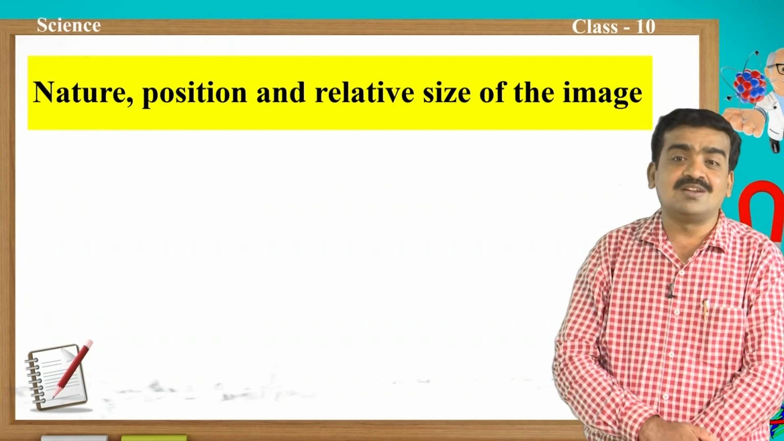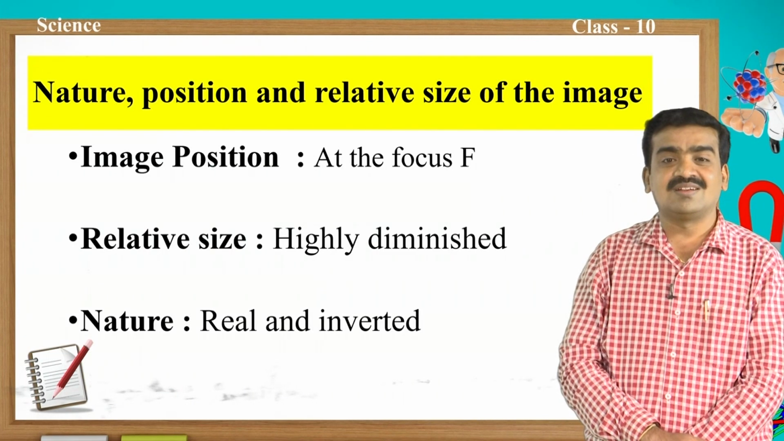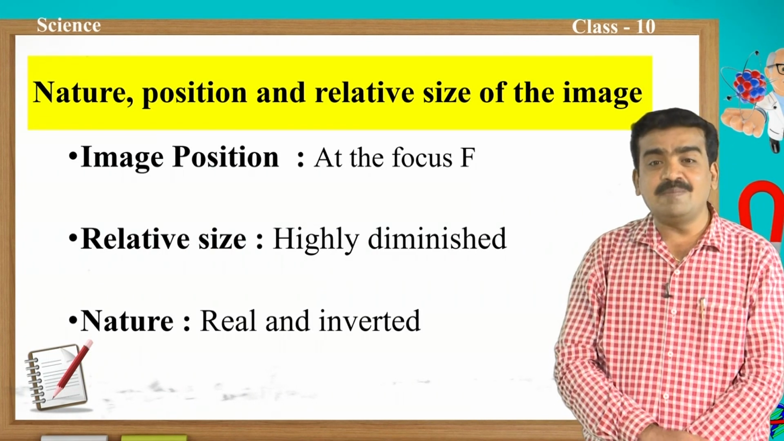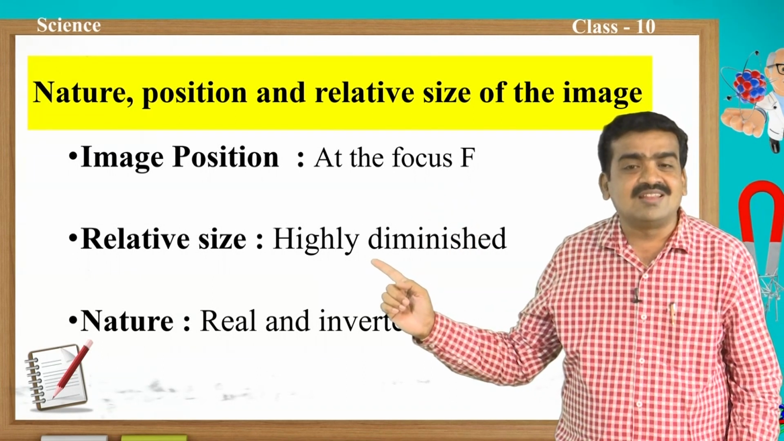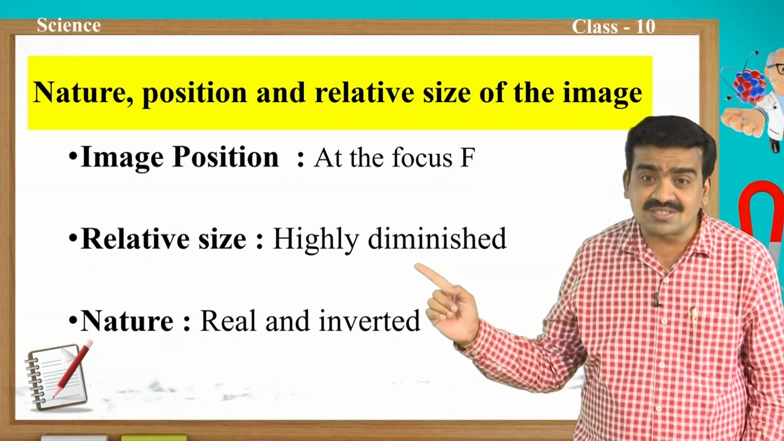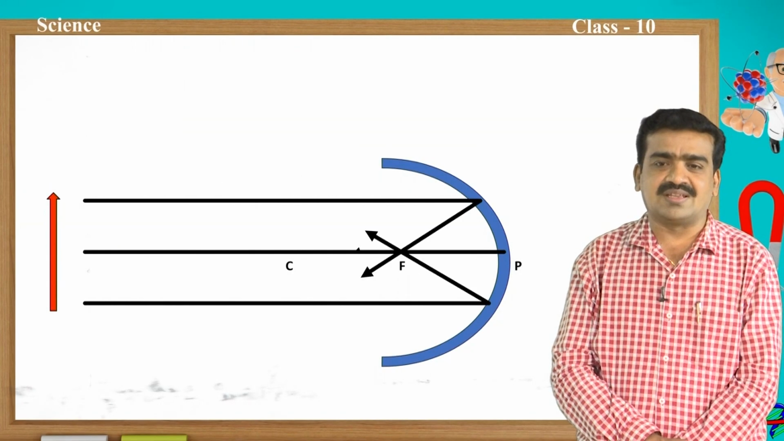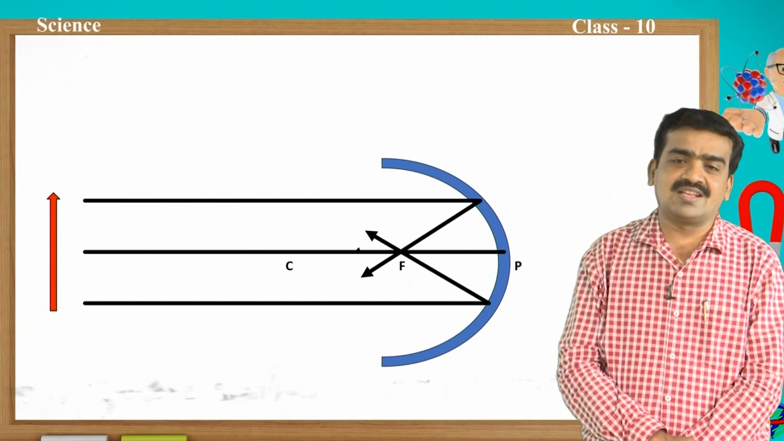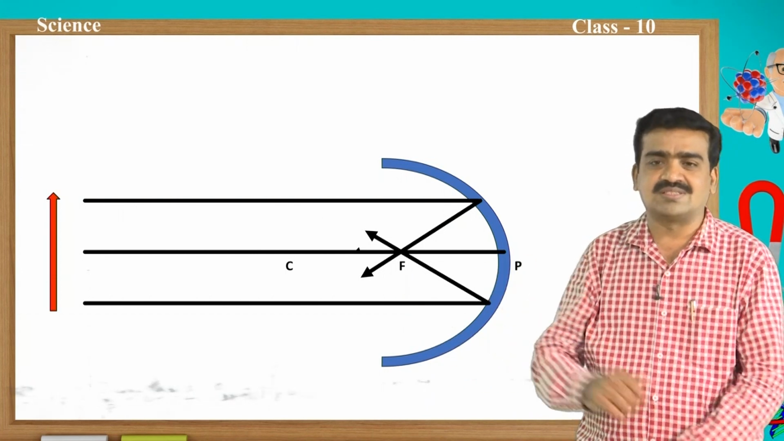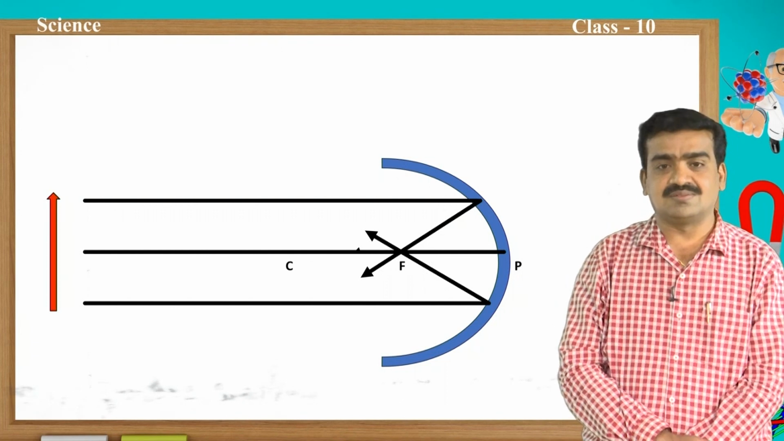So, what is the nature, position and relative size of the image? It is very easy to remember. You have to note this point. The image position is at the principal focus, the relative size is highly diminished, and the nature of the image is real and inverted. So, just watch the animation again. If the object is placed at infinity, the reflected rays meet at the principal focus. You have to remember the nature, relative size and position of the image also.